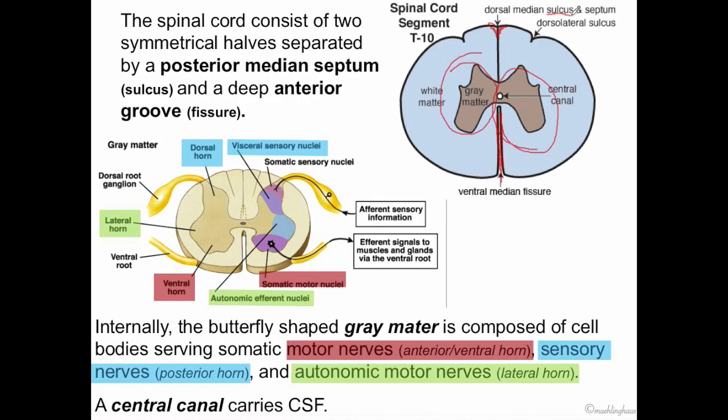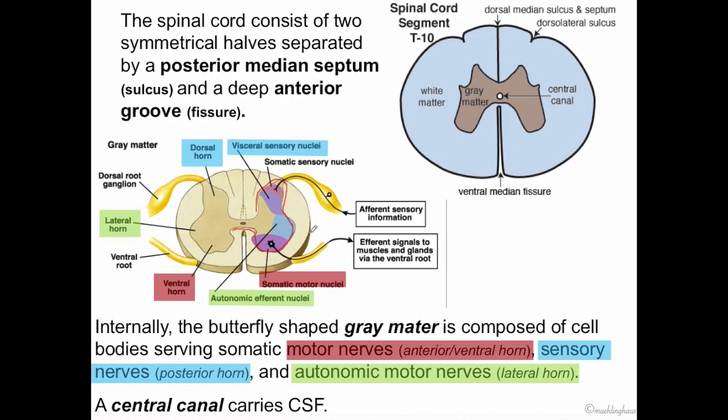Internally, when we look at the butterfly-shaped gray matter, well, actually, let me back up. Internally, we have these two structures. We have this inside thing that looks like, yeah, they call it a butterfly. And then we have the outside part. The inside part is gray matter, and the outside part is white matter. The gray matter is going to be cell bodies. That is kind of like in the brain itself, except in the brain, the cortex is on the outside shell.